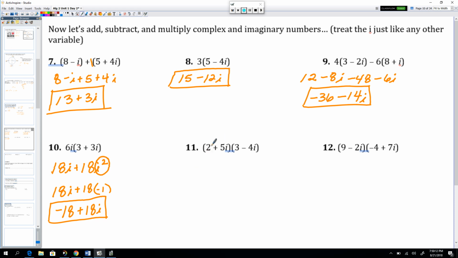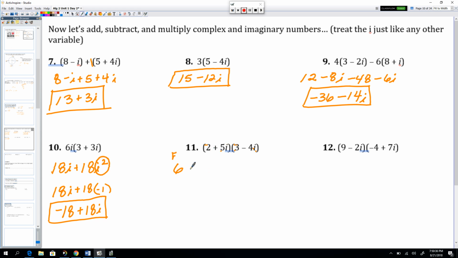All right, number 11, remember FOIL? Let's go back to our days of foiling. So first times first, whenever you have a binomial times a binomial, you use first times first, outer times outer, inner times inner, and last times last. Okay, so let's do first times first. That's your F.